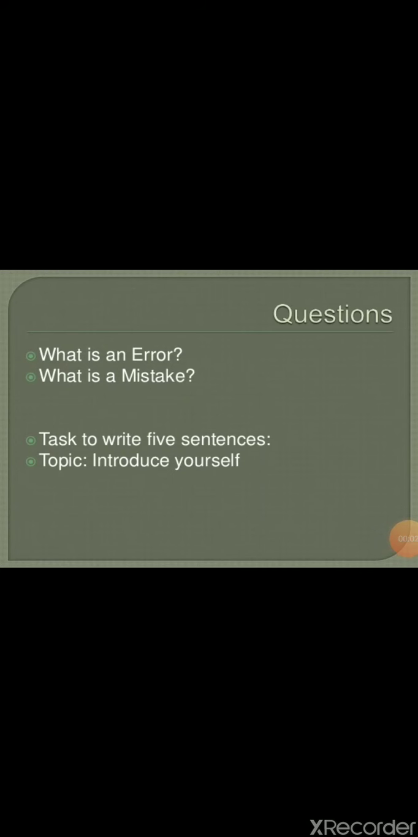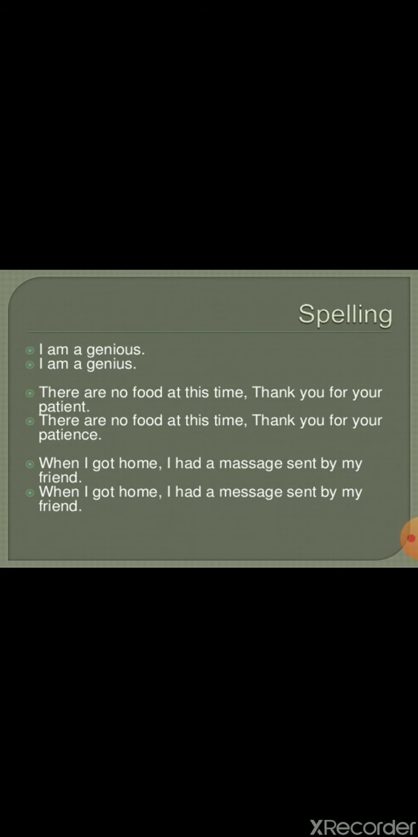We are proceeding now with the definition of error or mistake. What is an error? What is a mistake? So the task is to write 5 sentences, which we are doing now. Just look at the screen. As I have mentioned in the title, it is spelling-based error. I am a genius. We read it with the same pronunciation, but there is a difference in the spelling.